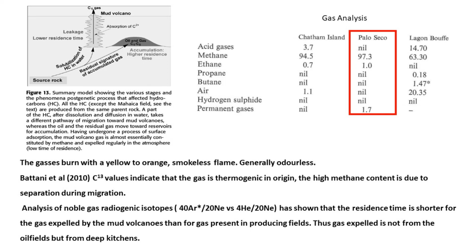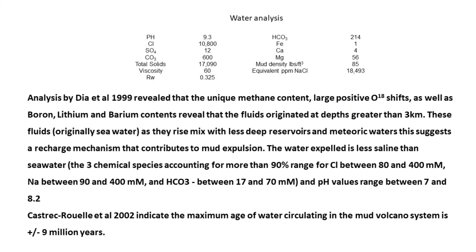Analysis of noble gas isotopes has shown that the residence time is shorter for the gas expelled by the mud volcanoes than for gas present in producing fields. Thus, gas expelled is not from the oil fields, but from deep kitchens.